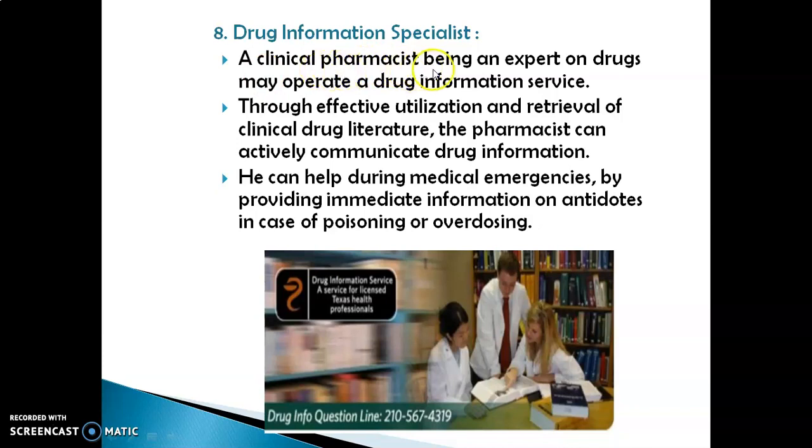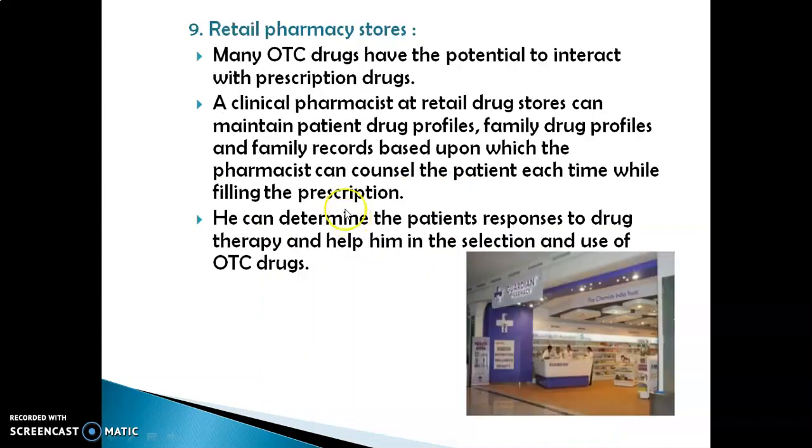A clinical pharmacist, being an expert on a drug, may operate a drug information service through effective utilization and retrieval of clinical drug literature. The pharmacist can actively communicate drug information. He can help during medical emergencies by providing immediate information on antidotes in case of poisoning or overdosing.